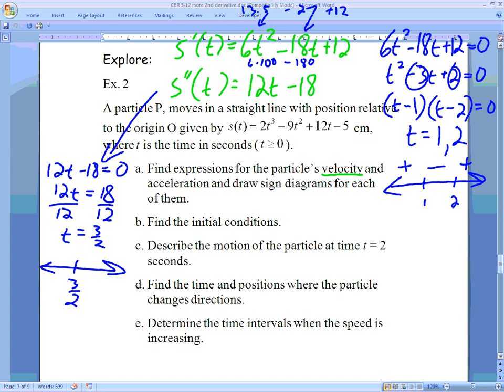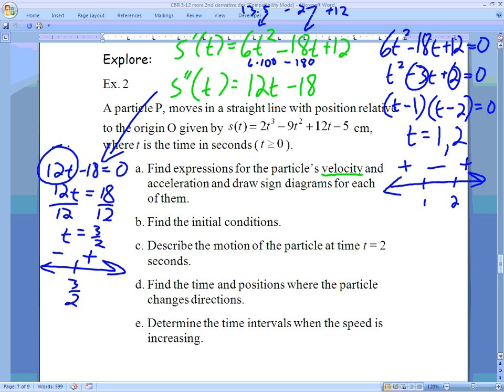Check a value that's greater than 3 halves, like plugging in, I don't know, a billion. 12 times a billion would give me 12 billion minus 18, which is still very, very positive. And then if I put in something like negative a billion, 12 times negative a billion would be very negative, minus a few more would still be extremely negative. So that's a check for that one. All right, we've got our sign diagrams.